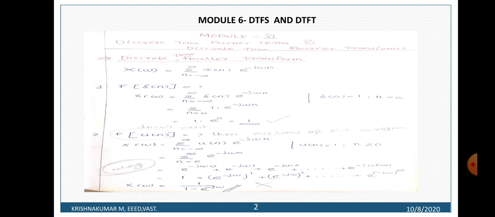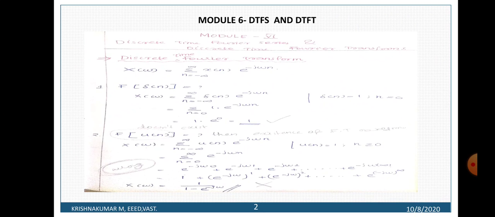So when we substitute, what will we get? Sigma n is equal to minus infinity to infinity del of n e raised to minus j omega n. Del of n exists only when n is equal to 0. Del of n is equal to 1 when n is equal to 0, otherwise 0, that means del of n is equal to 0 when n not equal to 0. That means this summation exists only when n is equal to 0.